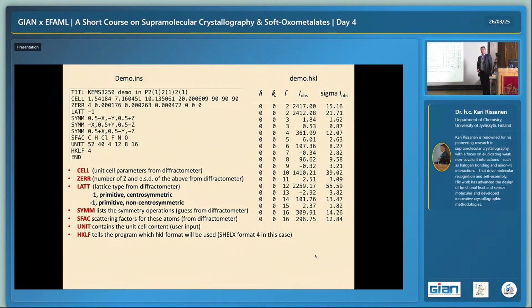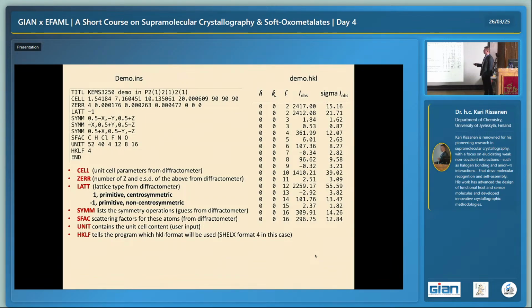Now it doesn't open like this, but I show you what the files look like. So this is now the demo ins. It is directly written by the diffractometer program. It tells the cell parameters. This is our unit cell: wavelength, A, B, C, alpha, beta, gamma. So you can already see it's an orthorhombic system. Now, these are the errors. This scans how many molecules we have in the unit cell. It's 4. It's an orthorhombic system. The diffractometer already guesses this.